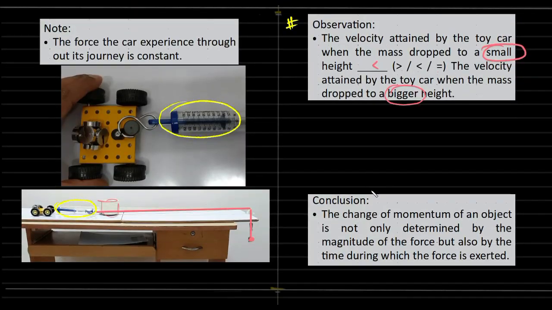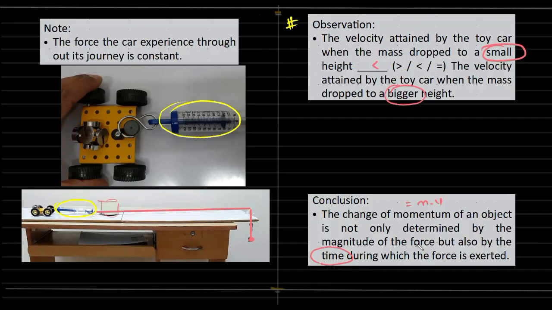So what is our conclusion? The change of momentum, that is change of mass if not velocity, and in this case mass is fixed, so the change of velocity of an object is not only determined by the magnitude of force. It also depends on the time during which the force is exerted. The more time you apply a force, the more velocity the object attains. That makes sense, is it not?